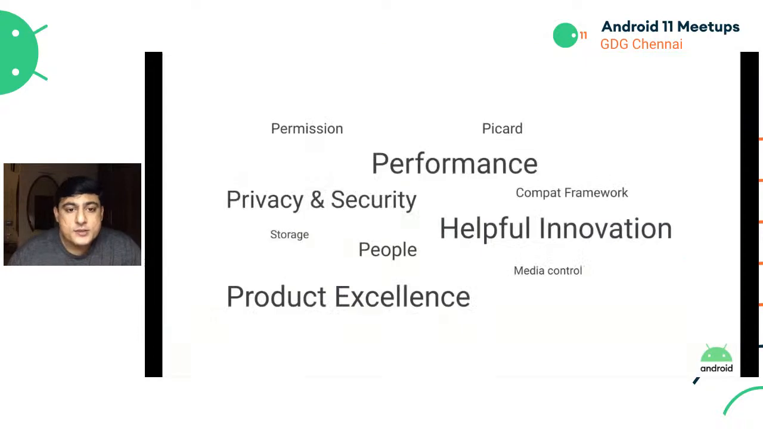So let's start with the areas that we were focusing on. Like every year, we have a collection of themes that we take for Android. There were things like performance, privacy and security, helpful innovation, people, product excellence. These were some of the top categories that we had chosen for Android 11. And you will see that some of the features that I'm going to talk about fall into these buckets.